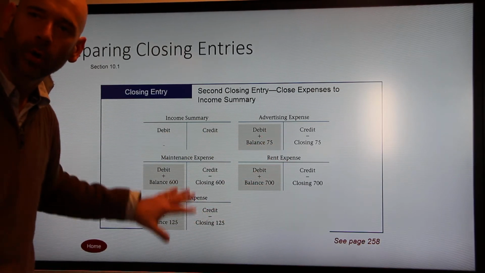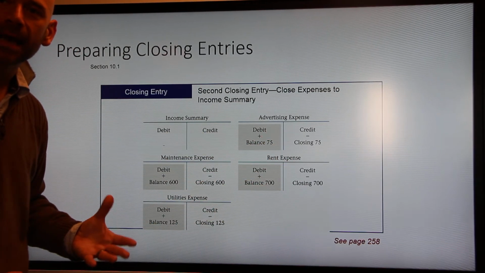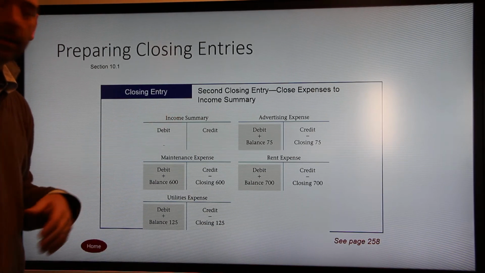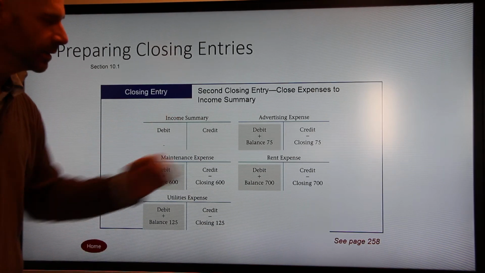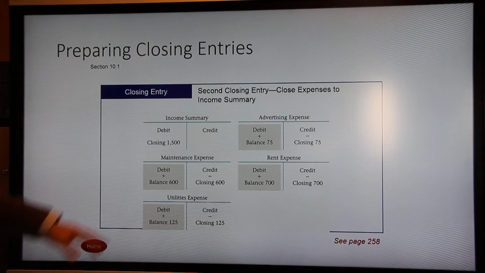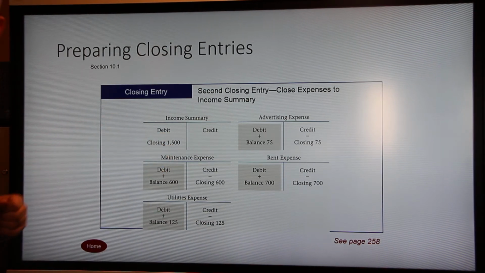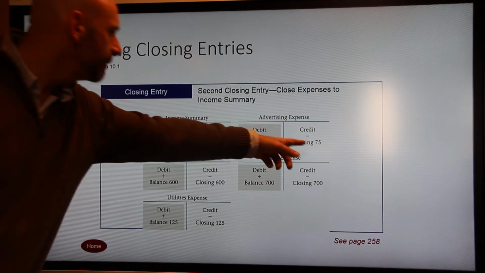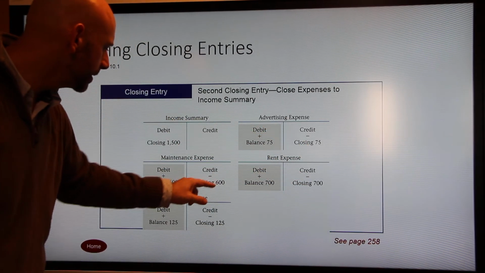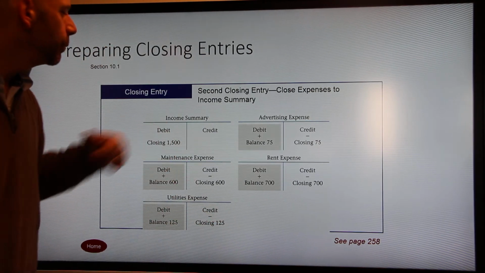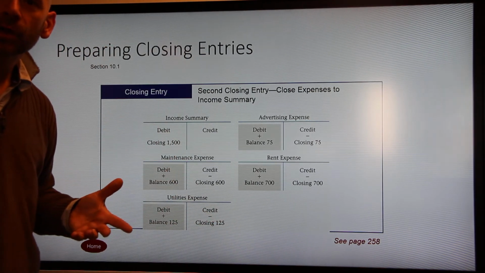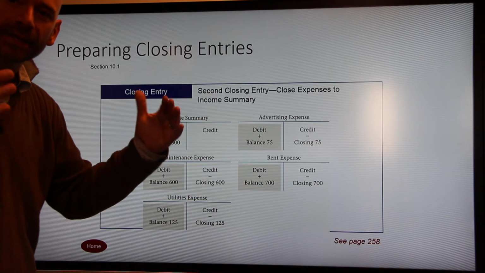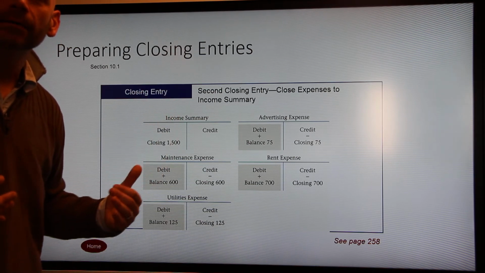So if we credited all of our expenses, in order to balance out, we have to go ahead then and debit income summary for the full amount of all of them when we add them up, okay? So we're going to debit income summary $1,500. And the reason why we debit it for $1,500 is because when we add 75, 700, 600, and 125, we get 1,500. So remember, you don't have to have an equal amount of accounts that you debit and credit. The balance just has to equal.